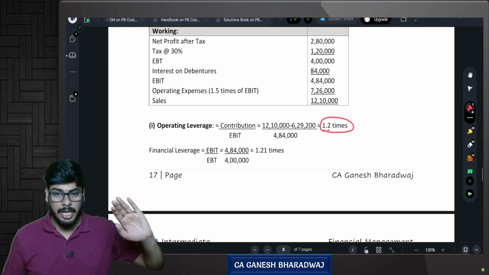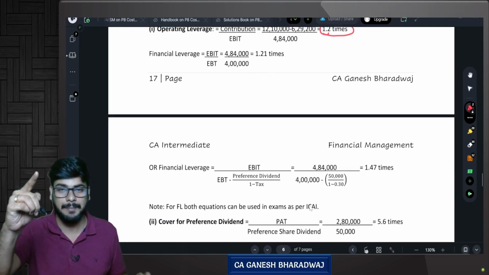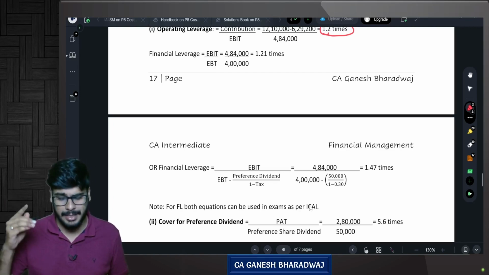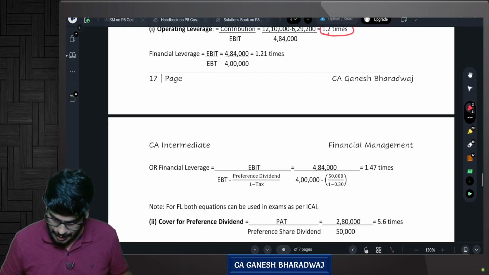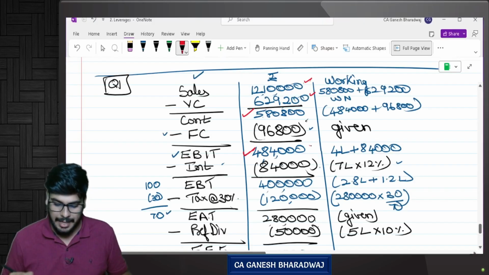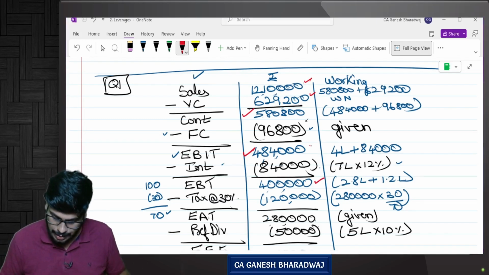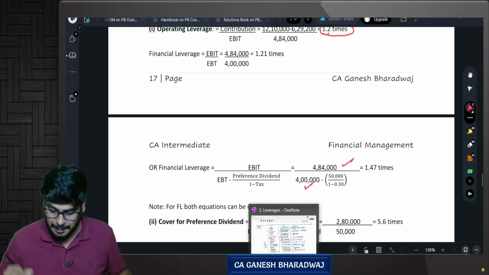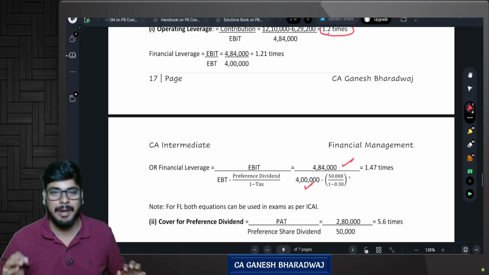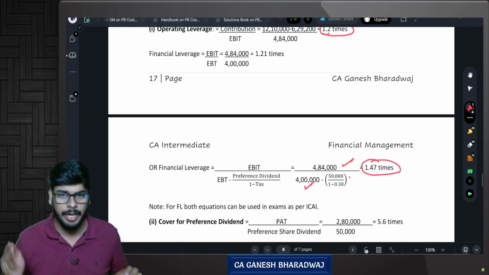What is your financial leverage? When preference dividend is there, technically it has to be EBIT divided by EBIT minus interest minus preference dividend upon 1 minus T, correct? So financial leverage will be EBIT on the numerator. EBIT is going to be 4,84,000. So 4,84,000 divided by EBIT minus interest, that is nothing but EBT, that is 4 lakhs, minus preference dividend upon 1 minus T. How much is preference dividend? 50,000. So minus 50,000 divided by 1 minus 0.3. If you do this, you will get the answer as 1.47 times. Are you clear with this?